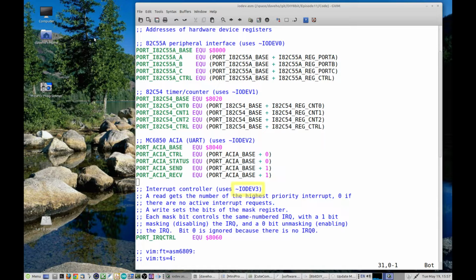This means that the mask register and IRQ priority are mapped at address hex 8060. Writing a byte at this address sets the mask register value. Reading a byte from this address gets the numeric value of the highest priority IRQ currently being asserted.